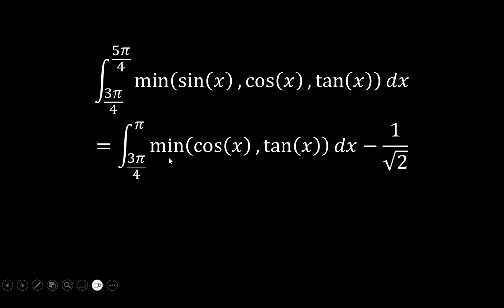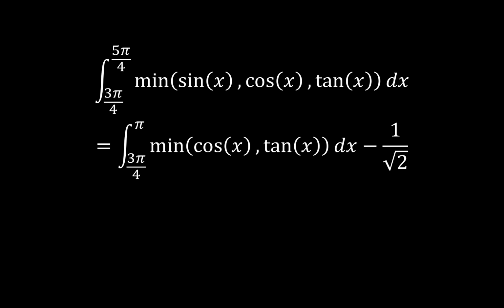Now let's look at this minimum function right here. It is possible to know that tangent x will at some point be larger than cosine x from 3 pi over 4 to pi, given that we see a difference of values from 3 pi over 4 to pi. Yeah, as from the example shown before. So let's see at what value they'll be equal to each other, so that we know at what point tangent x becomes larger than cosine x.